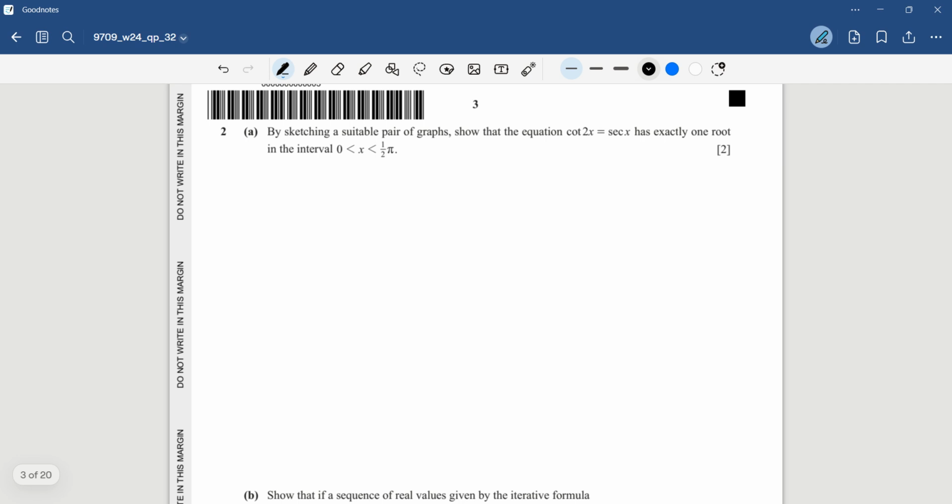Okay, question number 2. By sketching a suitable pair of graphs, show that the equation cot 2x equals secant x has exactly one root in the interval 0 to half pi. So we must know how the cot 2x graph looks like. Maybe I just draw. My cot 2x will look something like this, so this will be y equals cot 2x, and secant x will look something like this. We can assume here is pi over 2.